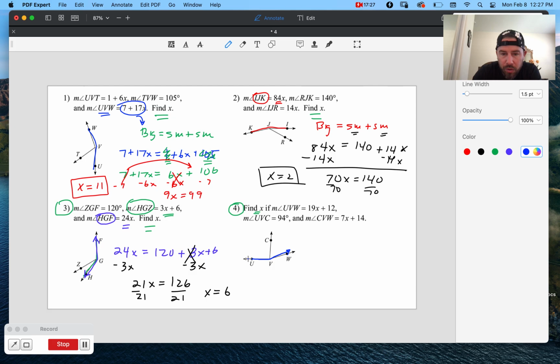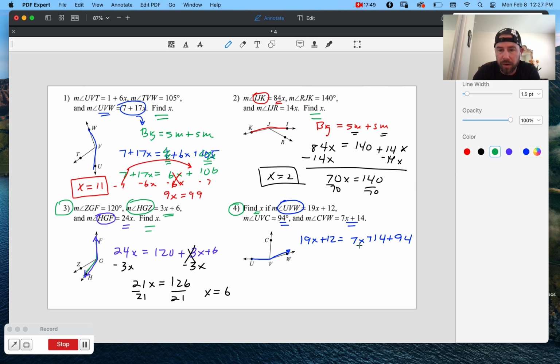UVW. UVW or WVU? UVW. This looks like UVW, right? Okay, that's big. 19x plus 12 is big, which means the other guys are small: 7x plus 14 and the 94.